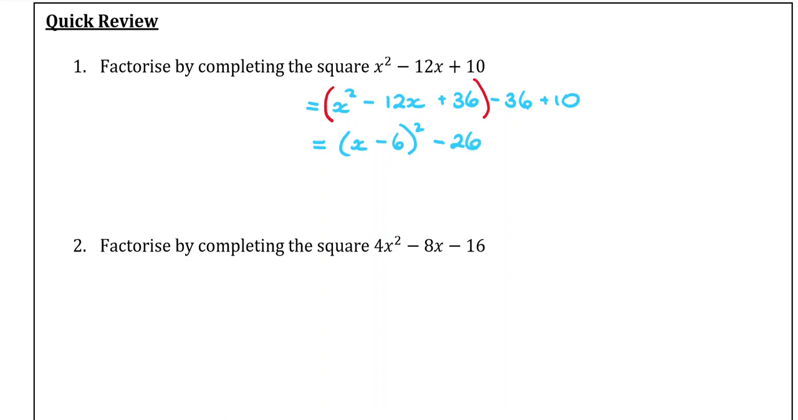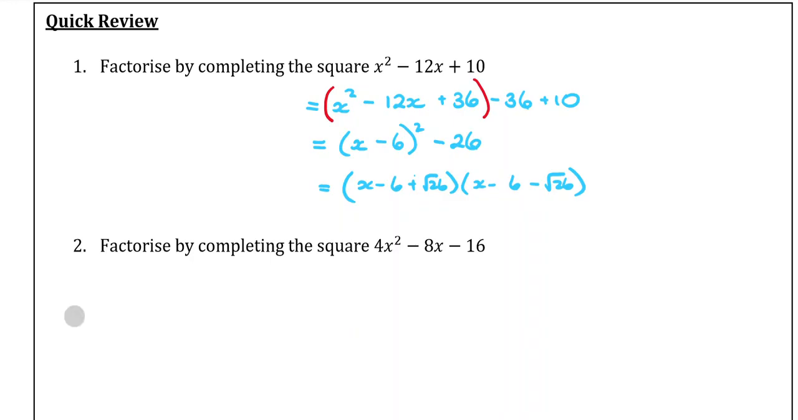I can factorize that further by doing a difference of two squares. So the x minus 6 will be at the start of each bracket, and the square root of 26 will be at the end of each bracket. One will be a plus, the other will be a minus, and that is now factorized by completing the square.